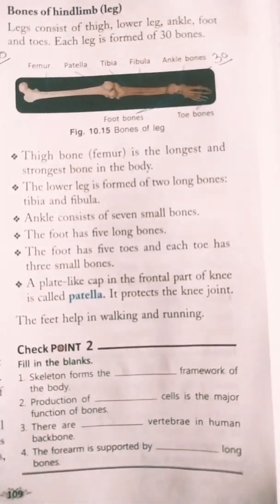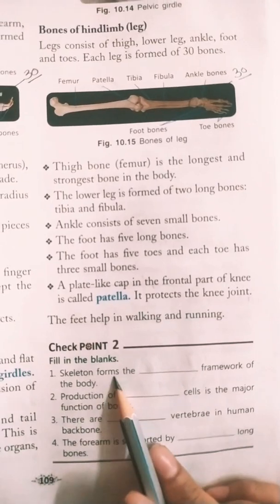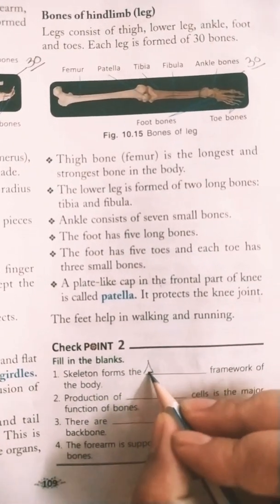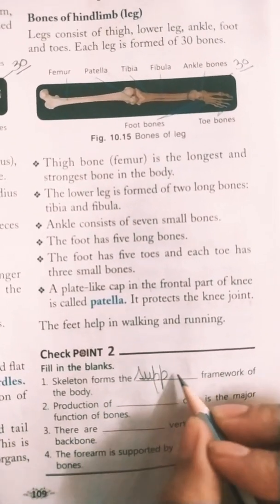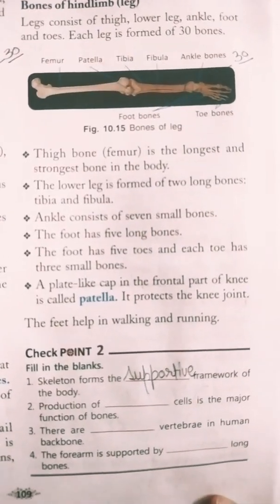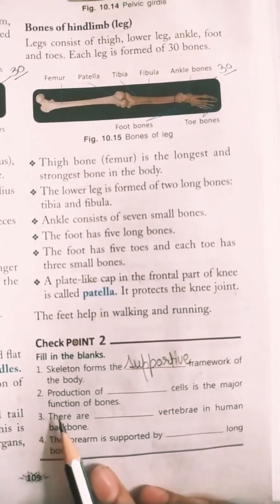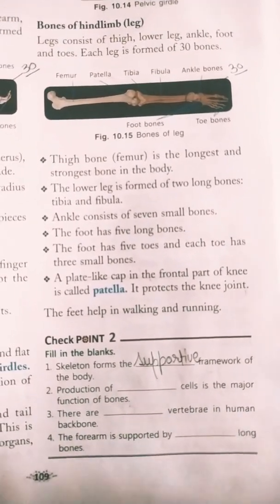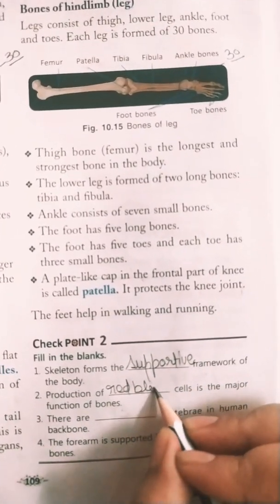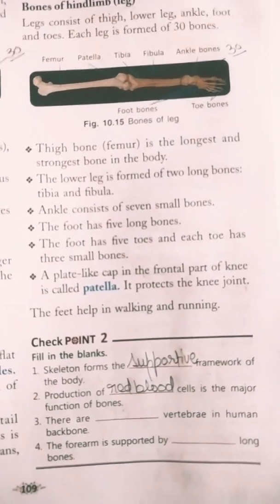So here checkpoint 2 is given. Now we'll discuss this. The skeleton forms the dash framework of the body. This forms the supportive framework of the body. Production of dash cells is the major function of the bones. Production of red blood cells, as we'll study in bone marrow, these cells are produced.